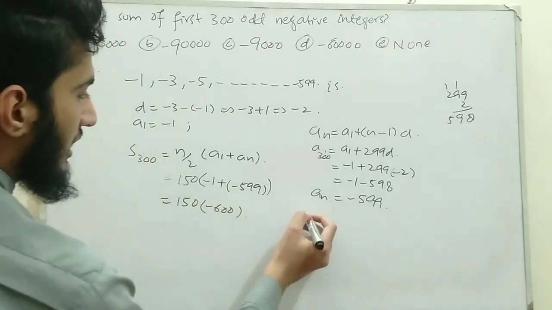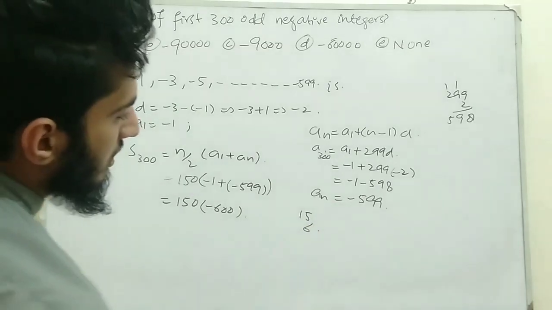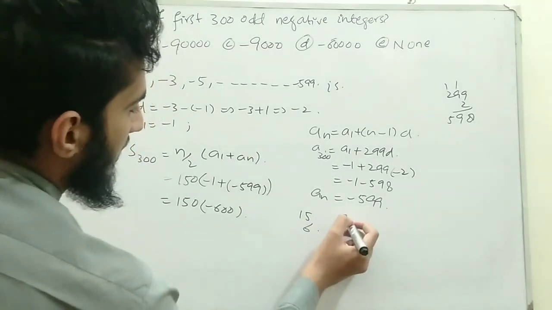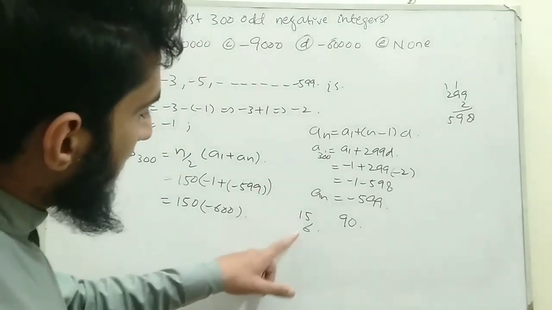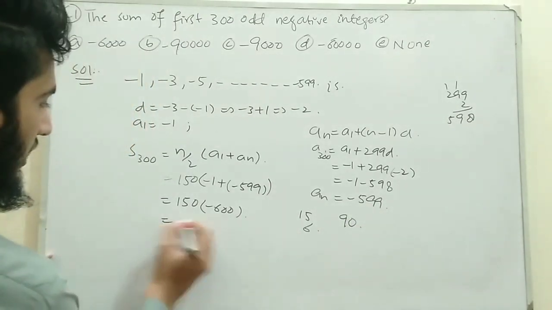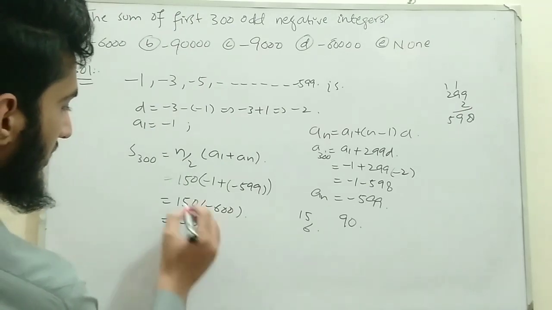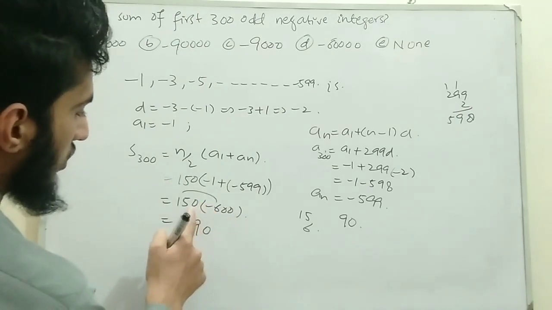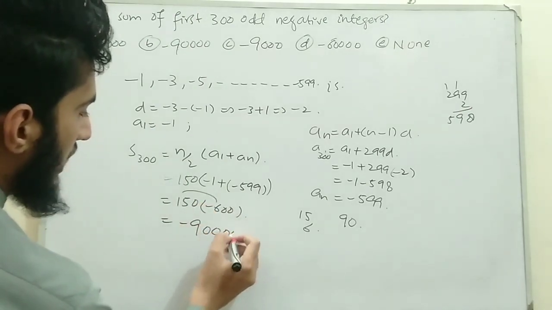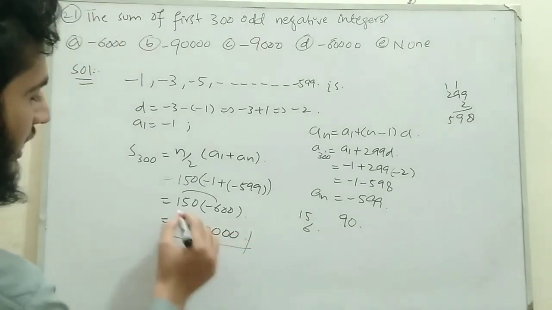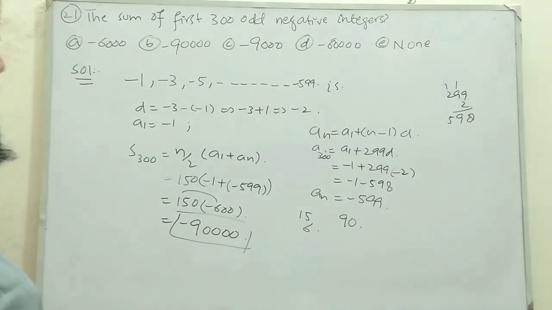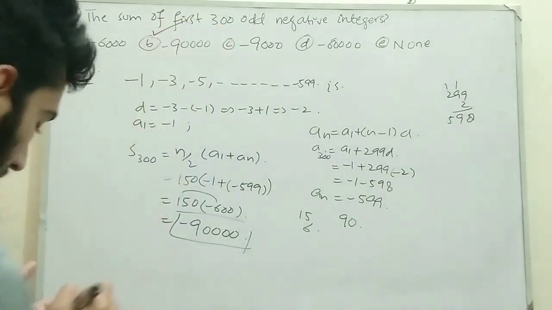Now 6 multiplied by 15 gives us 90. Here is a minus sign, so minus 90, and after this we have three zeros. So the sum of the first 300 odd negative integers is minus 90,000. So the correct option is option number B.